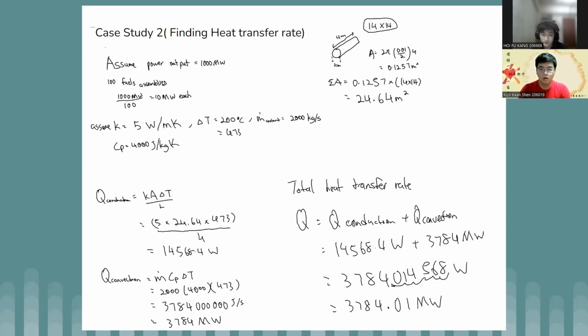To find the total heat transfer rate, you need to find the heat transfer rate for conduction and convection. We need to find the conduction first, where the formula is K times A times the difference of temperature over the length. So I get the heat transfer rate for conduction is around 14,568.4 watt. And the heat transfer rate for convection is around 3,784 megawatt. Each is a huge number. To find the total heat transfer rate, you need to add up both of them. So we will get around 3,784.01 megawatt.